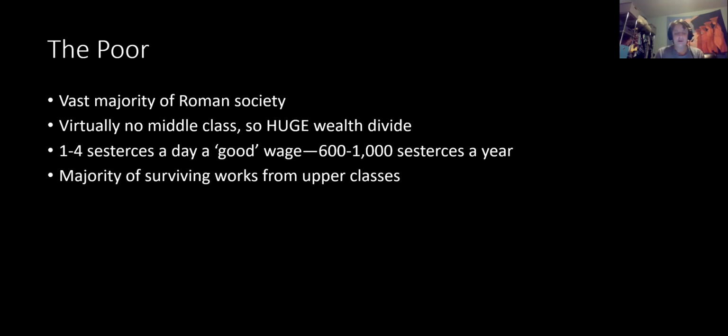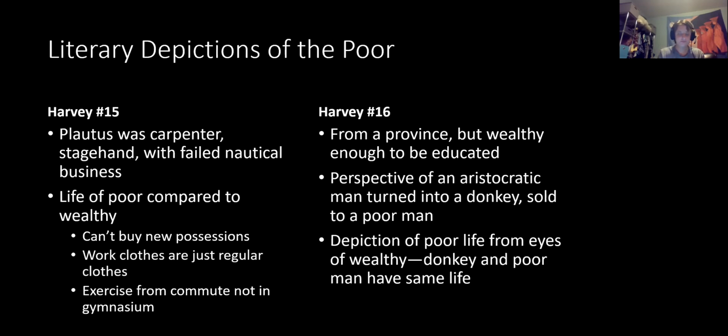The majority of the literature we have, as we talked about on Tuesday, is from these upper classes of the equestrians and the senatorials. Let's look at 2 literary depictions of the poor, one from someone who would probably be considered poor, the playwright Plautus, and one from a wealthy man, the author Apuleius. Plautus was a stagehand and carpenter whose nautical business failed. In Harvey number 15, his poor fishermen compare their lives to those of the rich.